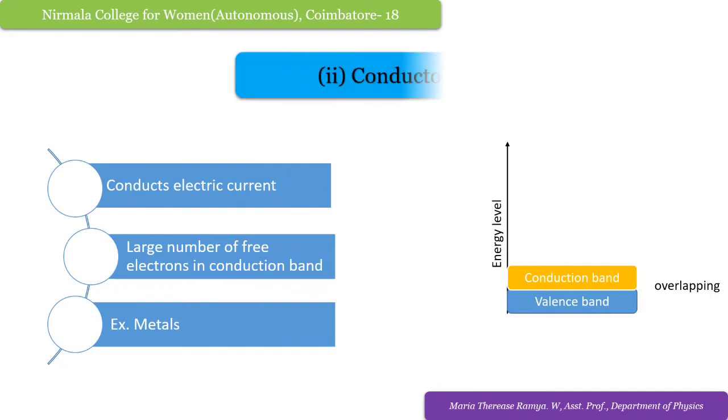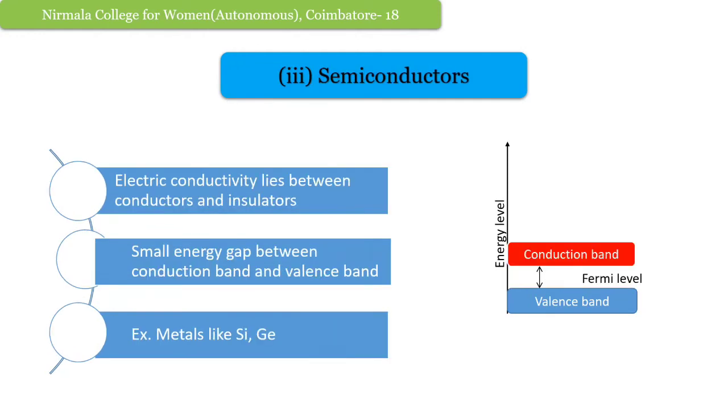Conductors. As we all know, there is an overlapping between the valence band and the conduction band. So the electrons can easily jump from the valence band and be transferred to the conduction band. Due to this overlapping, the electrons can easily conduct heat and current. The characteristics of conductors are that they can conduct electric current and also heat. They have a large number of electrons in the conduction band, which is responsible for the conduction. The best examples are metals.